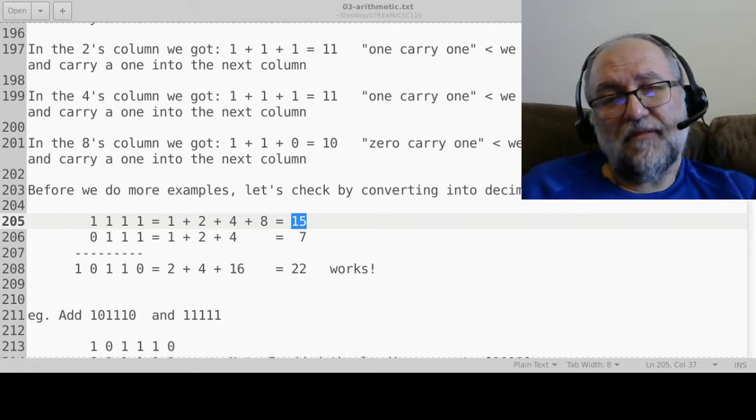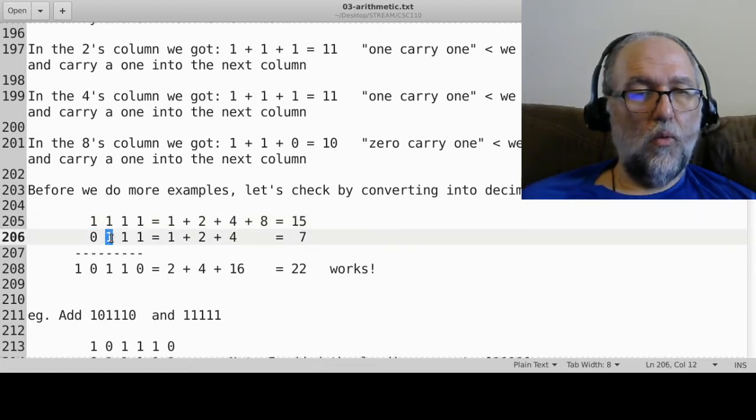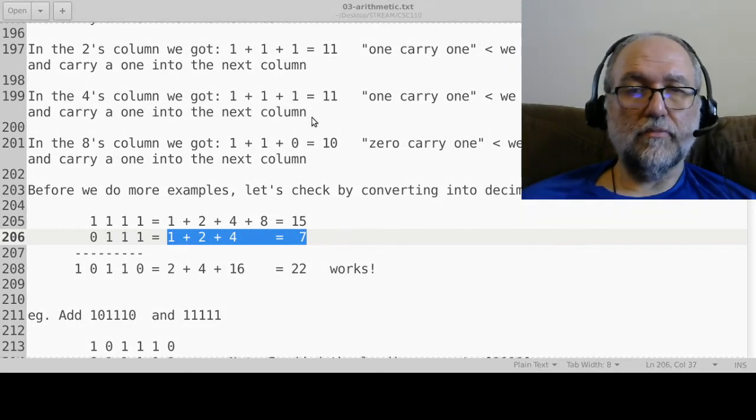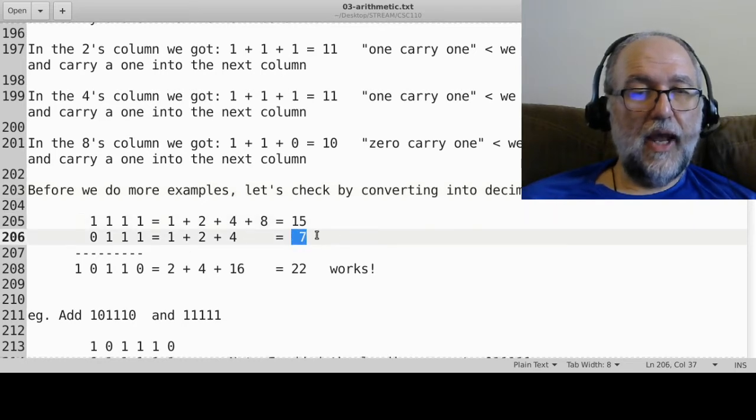And you say, well, I might forget. Well, if you forget, you could redo it: a 1 plus a 2 plus a 4 plus an 8 is 15. And what about 111? We have a 1, a 2, and a 4, so 1 plus 2 plus 4 is equal to 7. So we're adding 15 and 7, and the answer should turn out to be 22.